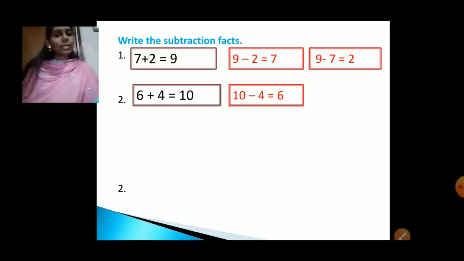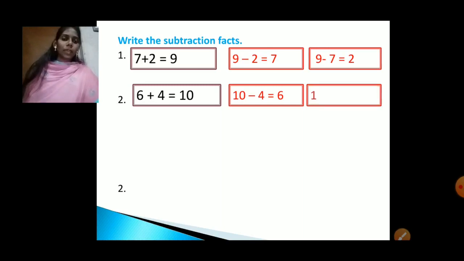And next is 10 minus 6 equals 4. Very good. 10 minus 6 equals 4.